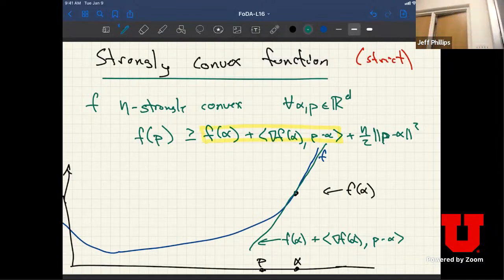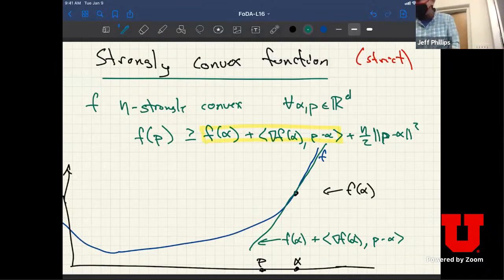Okay, so I'm saying f of p is going to be above this. That so far is satisfied. If it's a convex function, it will need to satisfy this property, that the linear approximation will always be below it. Okay, and I get that from convexity, but I'm going to want something stronger.